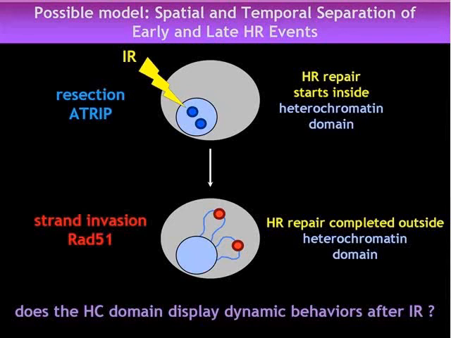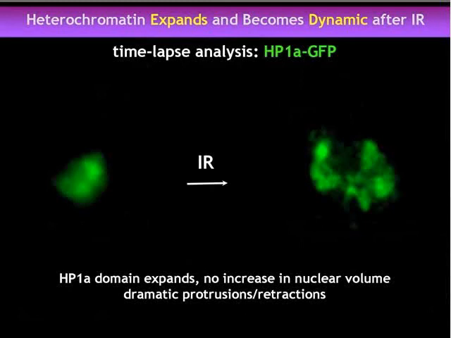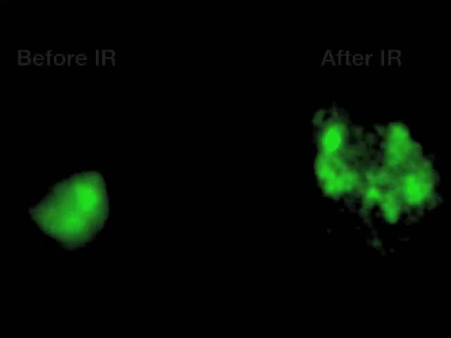And so we went on to look at whether or not the heterochromatin domain displayed dynamic behaviors. If you can run the movie, what you're going to see on the left is cells that have GFP-tagged HP1A, this heterochromatin protein, so you're only seeing the 30% of the nucleus that is the heterochromatin domain, and you have to imagine the euchromatin and the rest of the nucleus. On the left, you can see that before irradiation, this domain is pretty compact, and after irradiation, this domain expands dramatically, and you see these little fingers of HP1 sticking out and coming back into the domain.